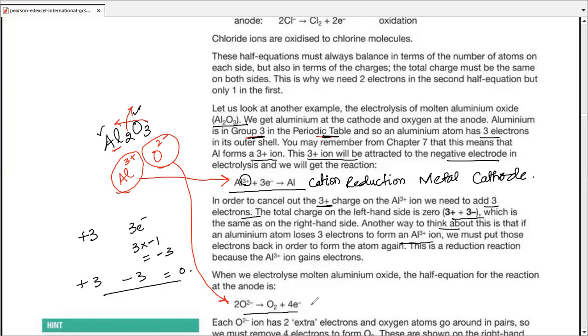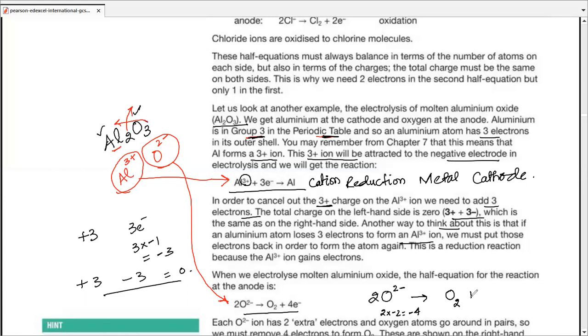And when we talk about this one, each oxide ion has a -2 charge. It is converted into an oxygen atom, but oxygen atoms are too reactive and react to form oxygen gas. So we're supposed to balance this equation like that. Now this 2 into -2 is equal to -4.